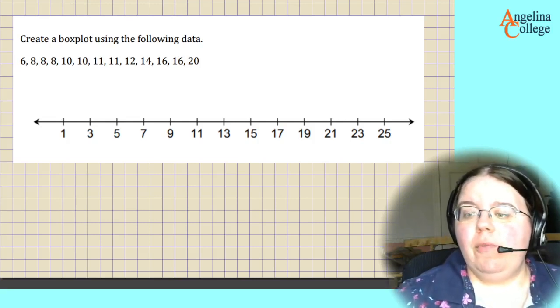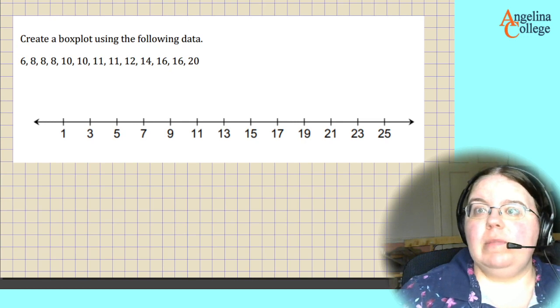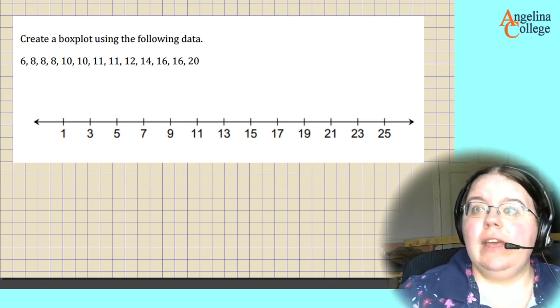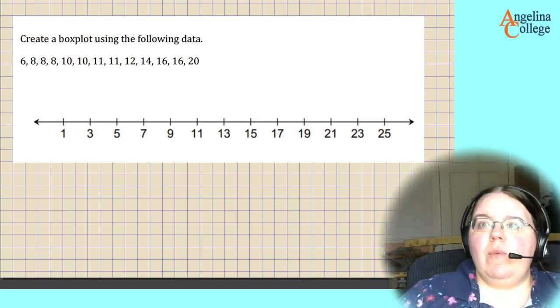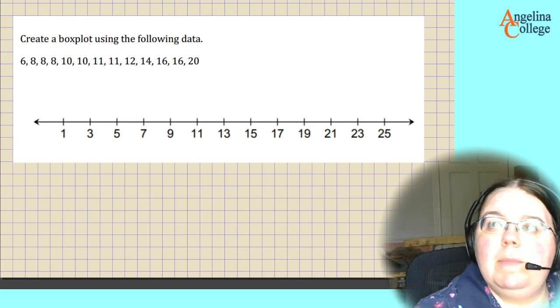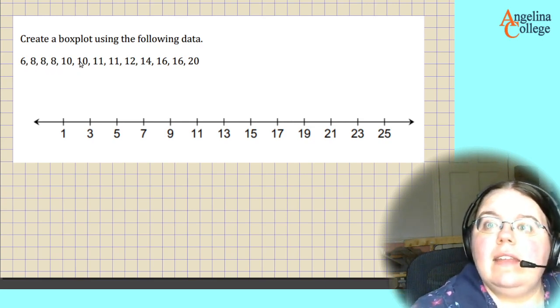In this video, we're looking at another question from the Math 0325 second test review guide, and this one is also about box plots, but in this case, instead of reading a box plot that we're given, we're going to make a box plot from a data set. Now, I don't know what this data set is from, but we have the numbers 6, 8, 8, 8, 10, 10, 11, 11, 12, 14, 16, 16, and 20.